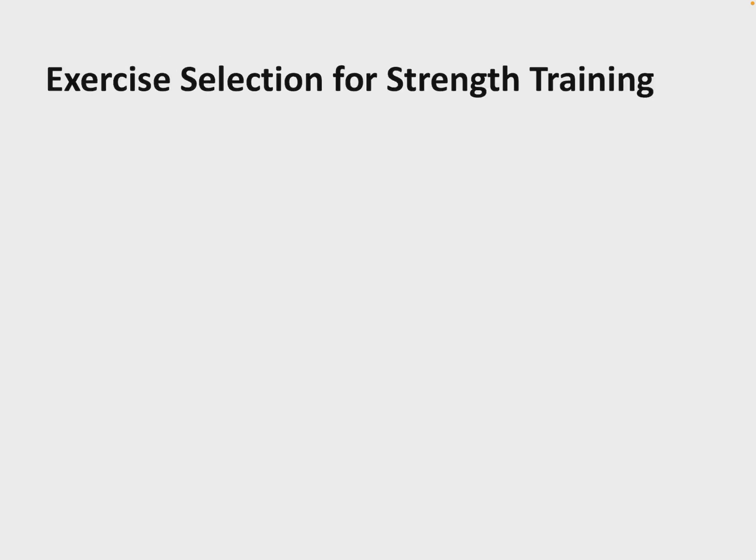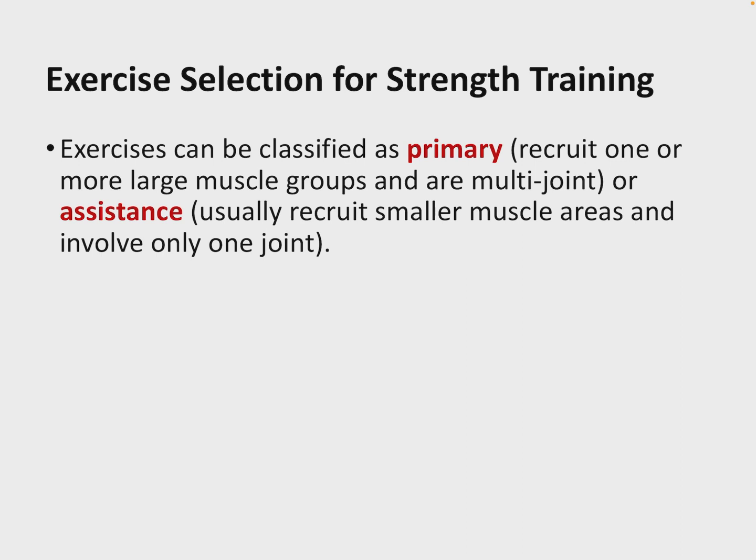Now let's look at our exercise selection. We just finished classifying our athletes. So exercises can be classified as primary, which recruits 1 or more large muscle groups and are multi-joint, or assistance exercises, and these usually recruit smaller muscle areas and involve only 1 joint. So this is really important because it is the primary exercises that we are trying to quantify when we're trying to monitor the amount of stress that we are putting on the individual.